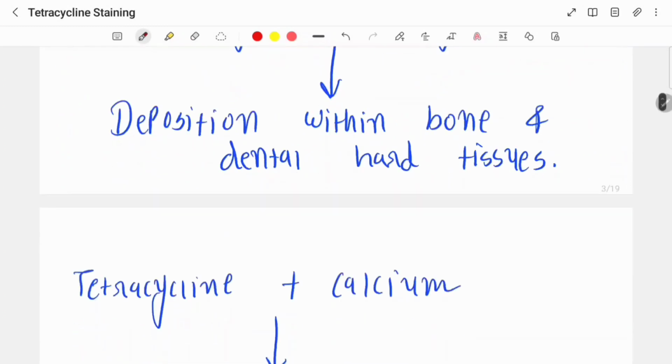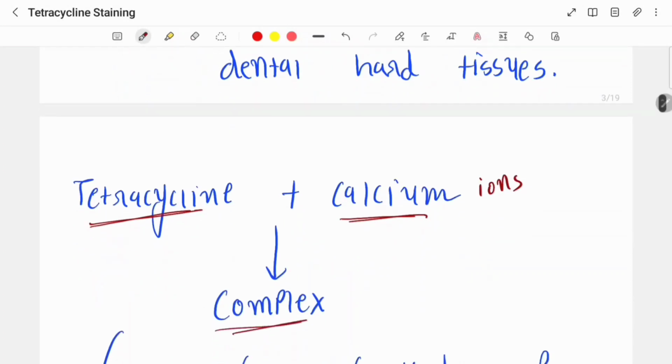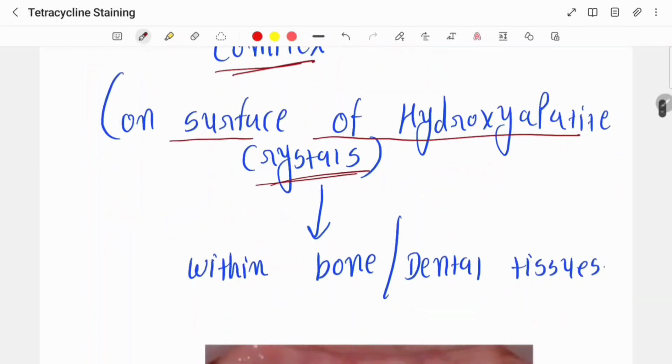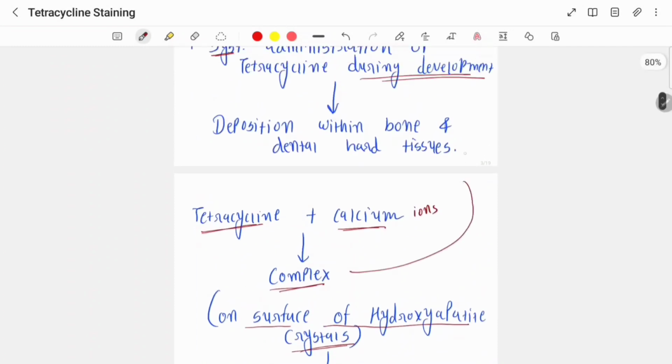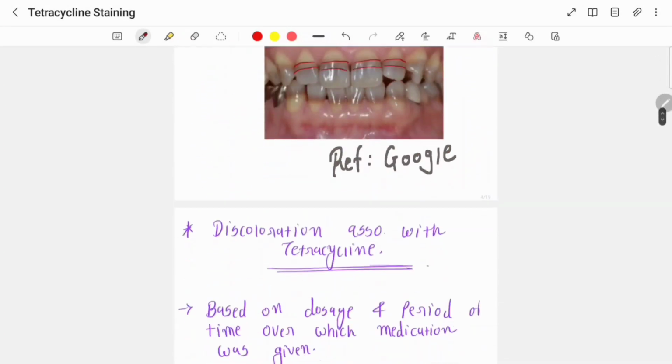Now, when you administer tetracycline systemically in a pregnant woman at the time of development, it will bind with calcium ions and form a complex. This complex is formed on the surface of hydroxyapatite crystals within bone and dental tissues, and then it will lead to deposition of tetracycline within bone and dental hard tissues, and due to that discoloration can occur.